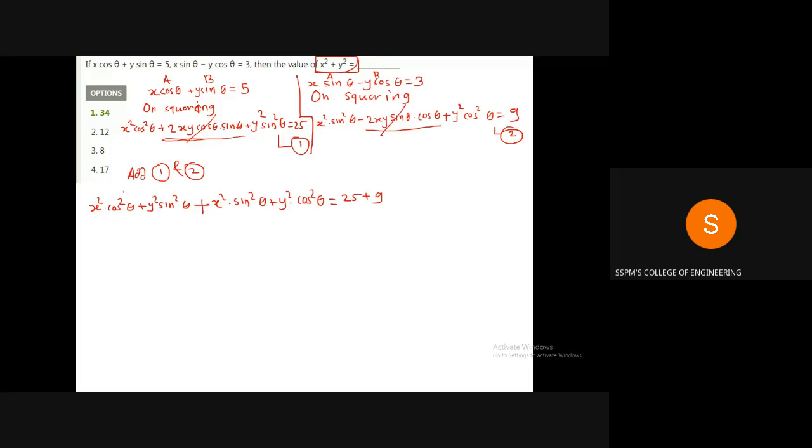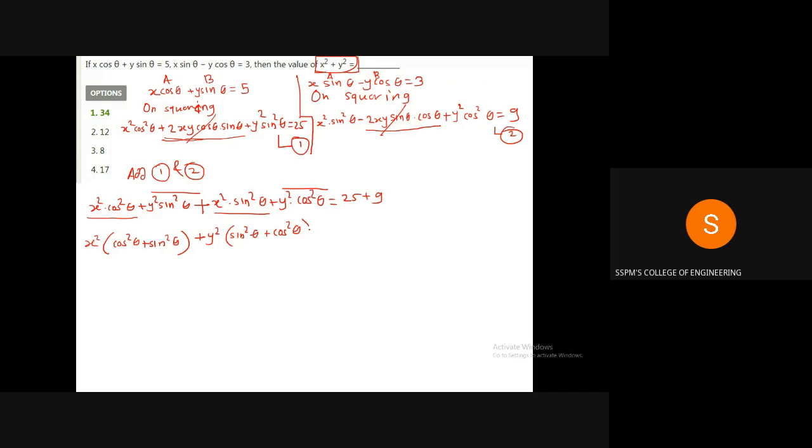Okay. So now we can see that this part and this part have x square in common. So we can write x square into bracket cos square theta plus sin square theta. Similarly, for this part, y square is common. So we can write y square into bracket sin square theta plus cos square theta, which is equal to 25 plus 9, that is 34.